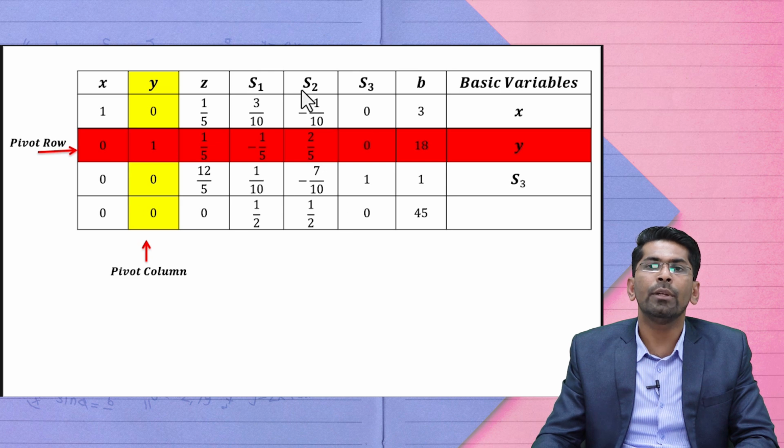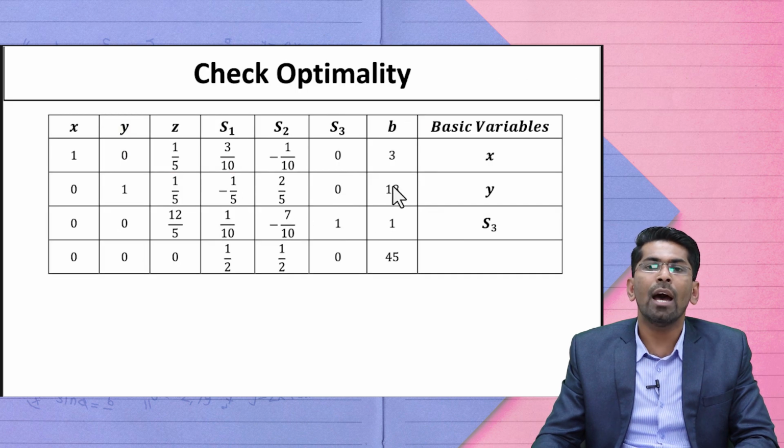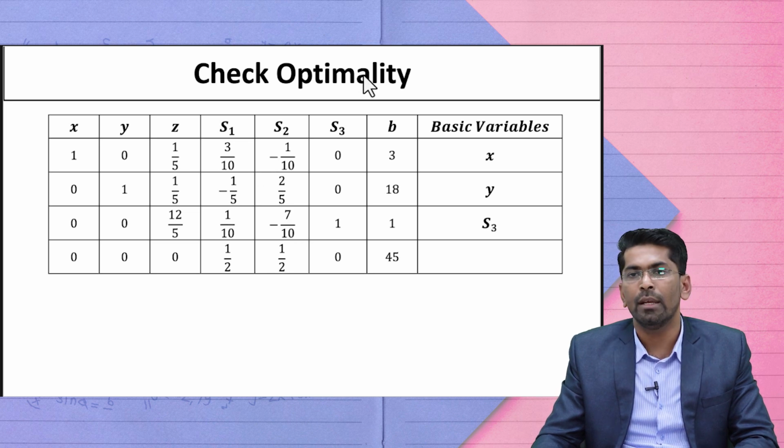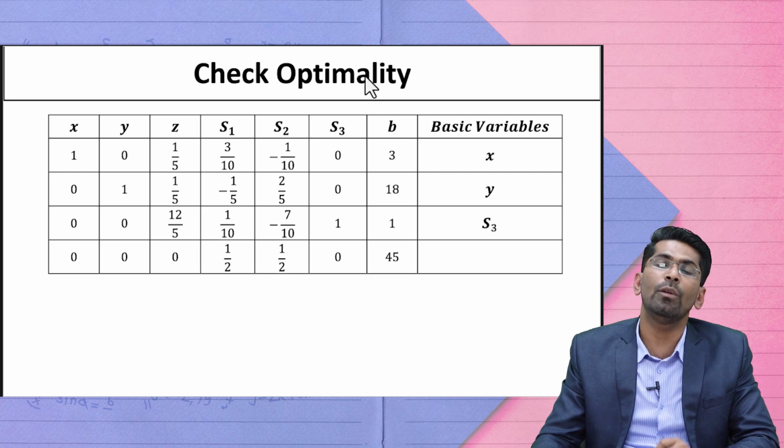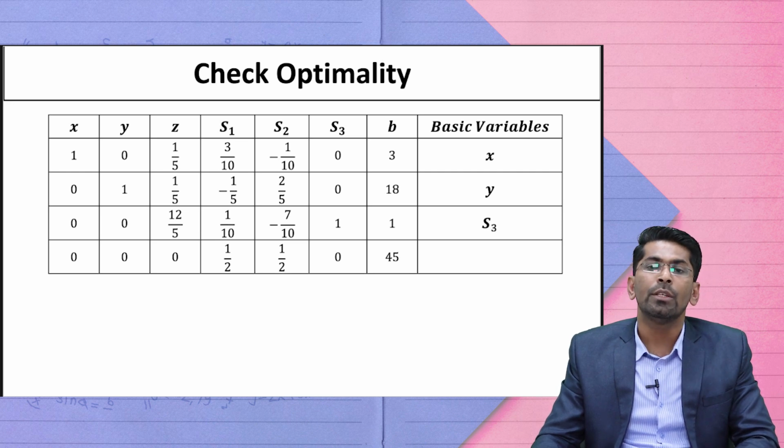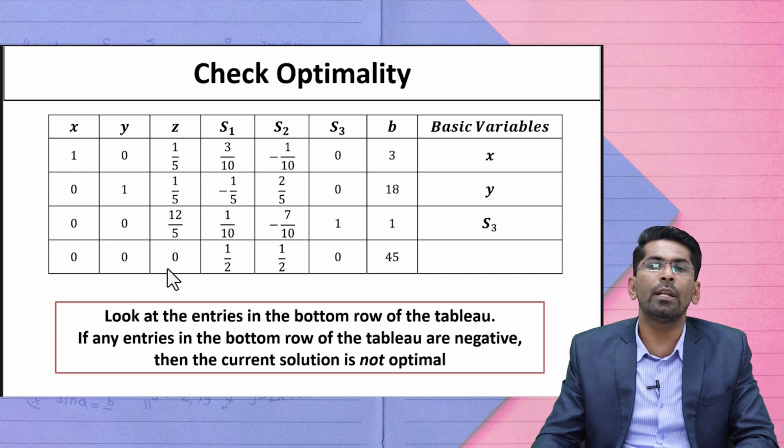So we have the new table ready. After doing all the exercise here, now the table is again ready for the optimality check, that is, to check whether the given solution is optimal or not. So in the given table, if all the values in the bottom row are positive or equal to 0, then we can say that our solution is optimal.